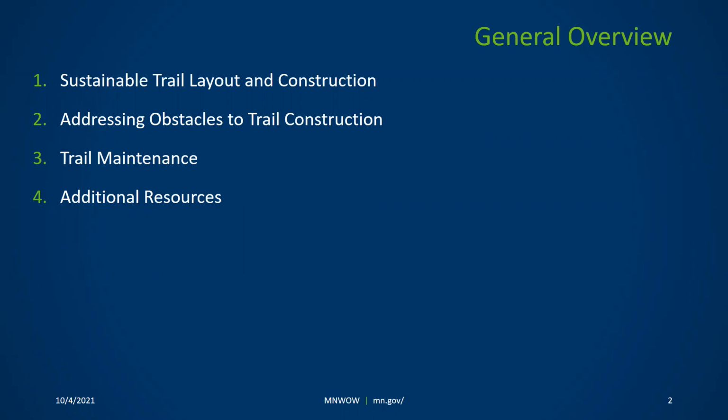So as a general overview, we'll start with some sustainable trail layout and construction information. Then we'll look at some obstacles to trail construction, and hopefully we'll be able to tie those to the various topographies and geologies across the state, so that hopefully they cover some of the information more specific to where your woodland or woodlot is. Then we'll go into a little bit of trail maintenance and follow up with some additional resources that I may allude to in this presentation.